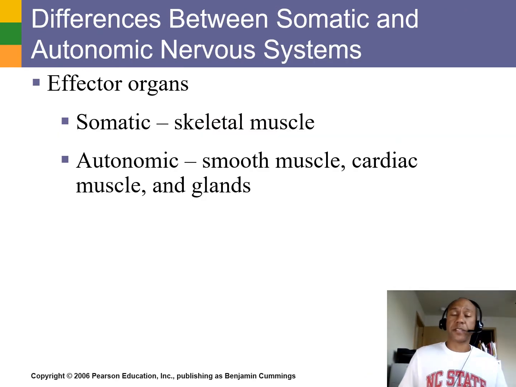This should be obvious, but I will state it anyway. The effectors in the somatic nervous system are skeletal muscles, voluntary effectors, and in the autonomic nervous system, your effectors are involuntary. They include smooth muscle, cardiac muscle, and glands, of course.